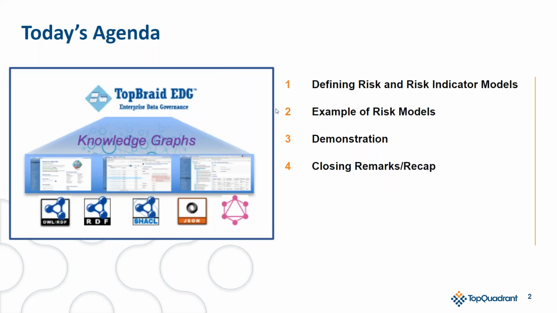A quick overview of what we're going to discuss today. First, we'll go over the concept of risk and risk indicator models, what they are, and the different elements related to a risk model. Then we're going to get into some examples of risk models and how they can be governed within a knowledge graph. Along with these examples, we will provide some demonstrations around these models within TopBraid EDG, the platform from TopQuadrant. And then we'll finish up with some closing remarks, recaps, and any questions that people may have.